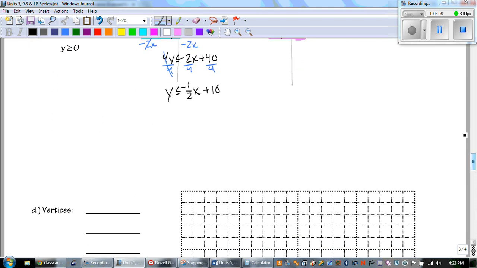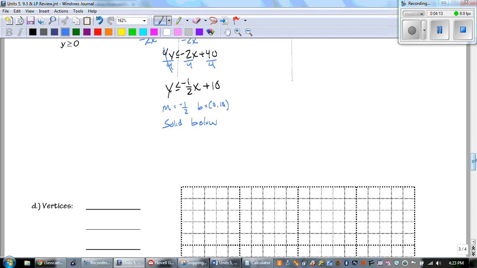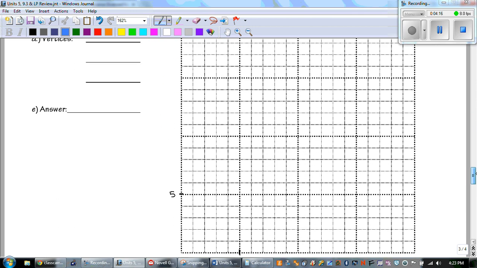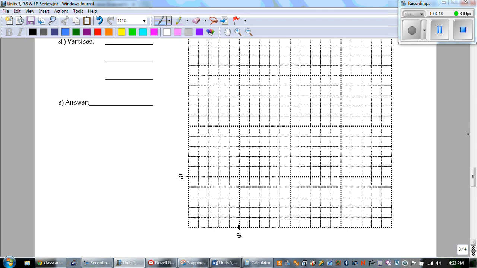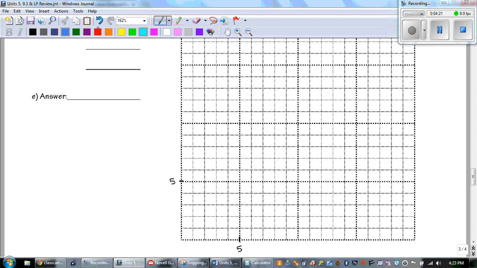Okay, so as we're graphing this, I know that my slope is negative 1/2 and my y-intercept is 0, 10. This is all stuff that you should know by now. We have a solid line and we are shading below. As I come down here to my graph, I am going to keep this zoomed in. I notice right away that I'm counting by 1, so this would be 10, this would be 15. I'm going to do that for both of these.